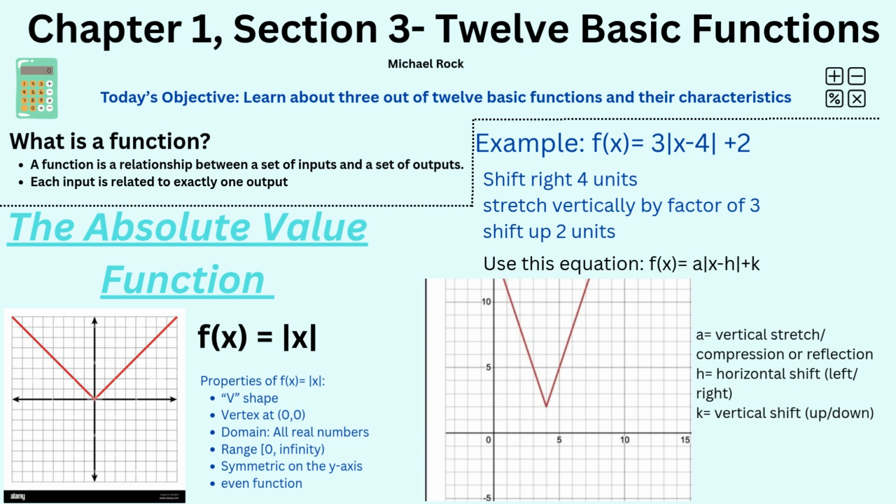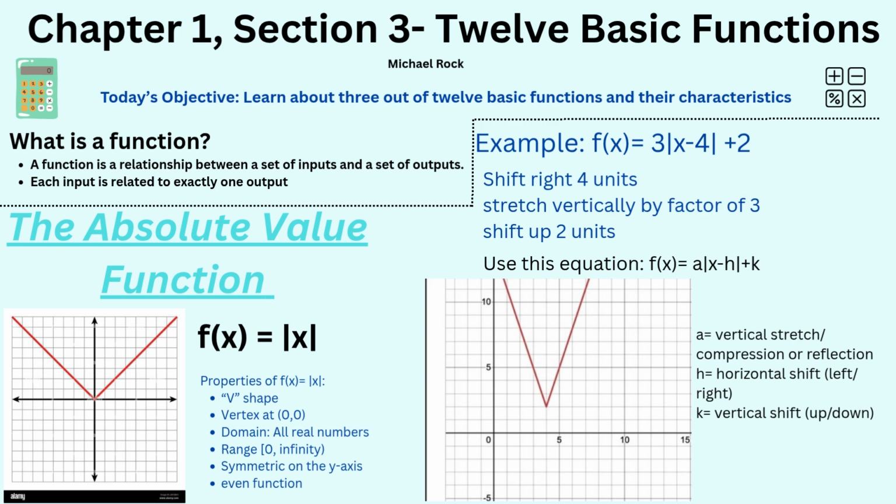So here you can see what the values mean. A is the vertical stretch and compression or reflection. H is the horizontal shift, either left or right, and the K is the vertical shift, whether that being up or down. So yeah, there's an example of the absolute value function.